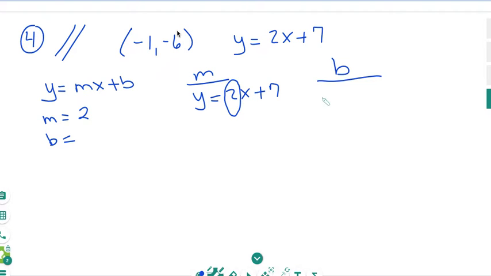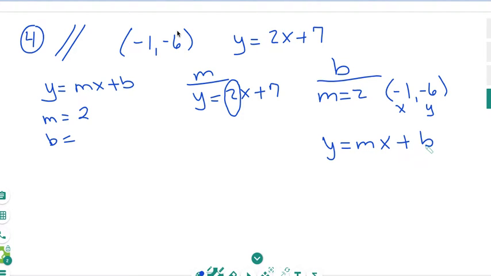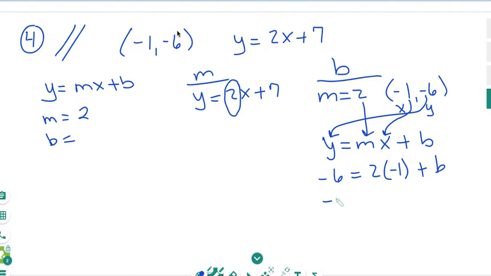In order to find my b, I have a slope of 2, and I need an ordered pair. I'm going to use -1, -6. That's the ordered pair that they've given me. This is my x, this is my y. The equation that I know that has a b in it is y equals mx plus b. I'm going to put -6 in for the y, -1 in for the x, and 2 in for the m. This is going to be -6 is equal to 2 times -1 plus b. Then I'm going to do -6 is equal to -2 plus b.